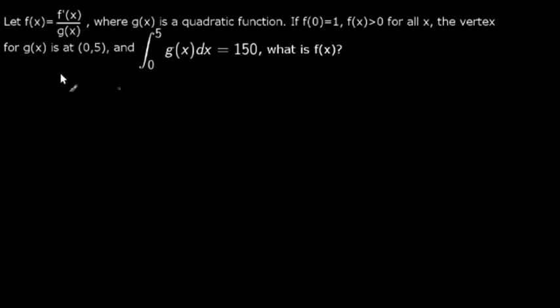And so I just want to read this problem. Let f of x equal f prime of x over g of x, where g of x is a quadratic function. If f of 0 equals 1, f of x is greater than 0 for all x, the vertex for g of x is at (0, 5), and the integral from 0 to 5 of g of x dx is equal to 150. What is f of x?